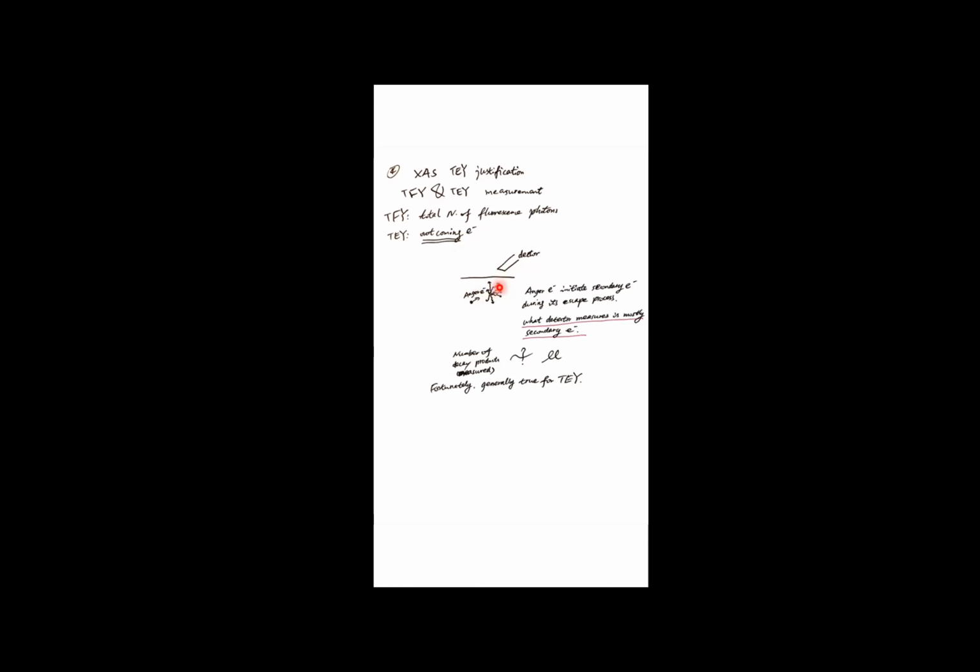So that's why I'm saying we're kind of fortunate, right? Because we have the Auger decay and we have the secondary electrons, but still we get a correlation that's still established. We can still rely on counting the outcoming electrons and correlate with the absorption coefficient. So I would say this is a fortunate event that we can utilize TEY as analysis, right?